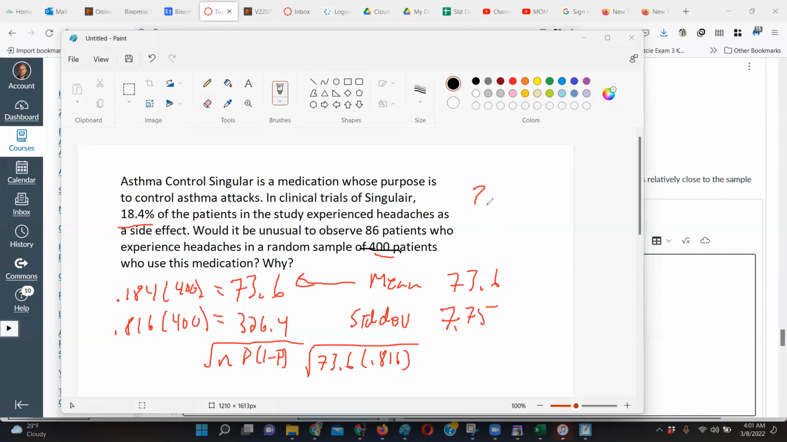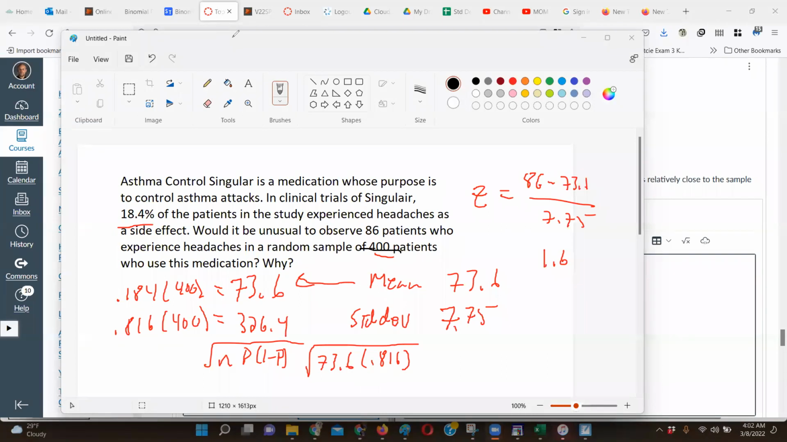Okay, so now we're going to do the z-score, and the number we're interested in is 86. So 86 minus 73.6, divided by the standard deviation of 7.75. And when all is said and done, this works out to be 1.6. So it's not more than 2 standard deviations. So it is not unusual to see 86 people out of 400 who experienced a mild side effect, which is often what they'll call that, right?